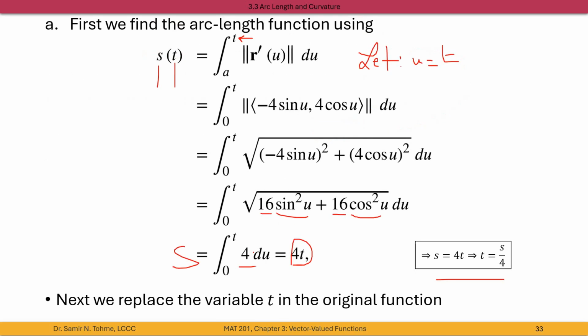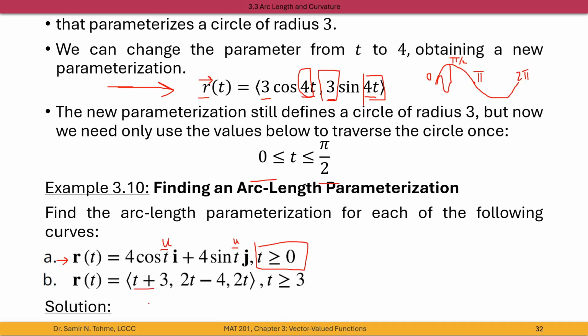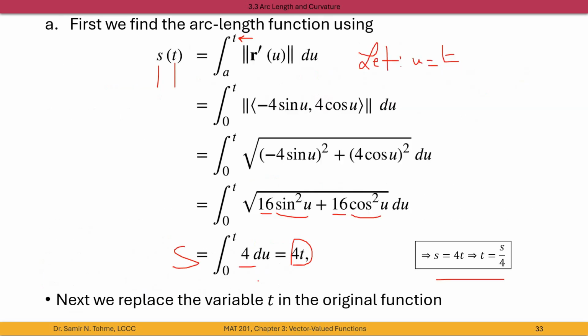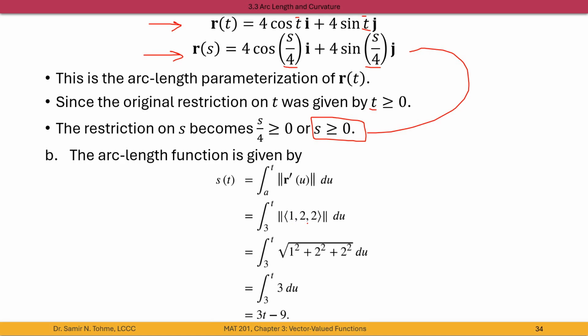For the second one, we have this, given as the derivative of the vector function. Let's go back and see it. The derivative of the x component is 1. The derivative of the y component is 2. The derivative of the z component, 2t, is 2. So the derivative of r is given by 1, 2, 2. And the magnitude is equal to the square root of 1 plus 4 plus 4, equal to 9. The square root of 9 is equal to 3. Evaluate this integral, you will get 3t minus 9.